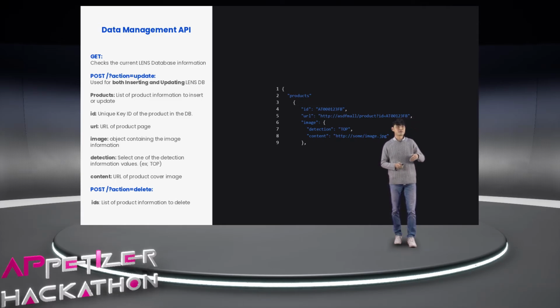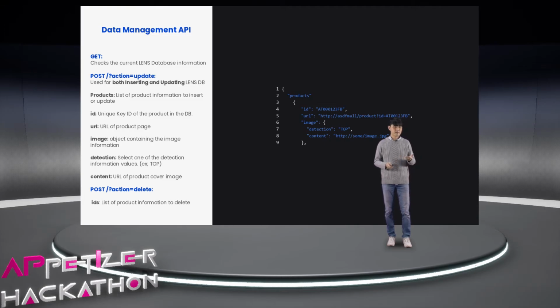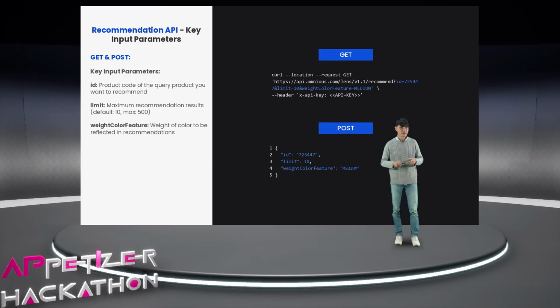And it has these key inputs, which is the product, which contains a list of products. Inside the product, there's ID, which is a key for each product, and URL if you have a product page for that product. And there's an image object which contains all the image information. Inside that, there's a detection field, which is top, bottom, whole body, etc. And there's content, which is a URL of the cover image. And there's the post-action delete method, which accepts a list of IDs from your Lens database, and it'll delete the item for you.